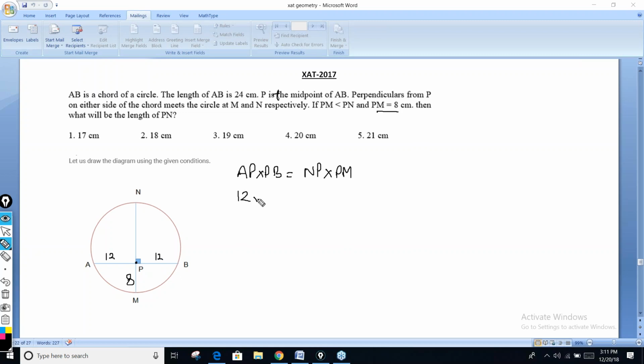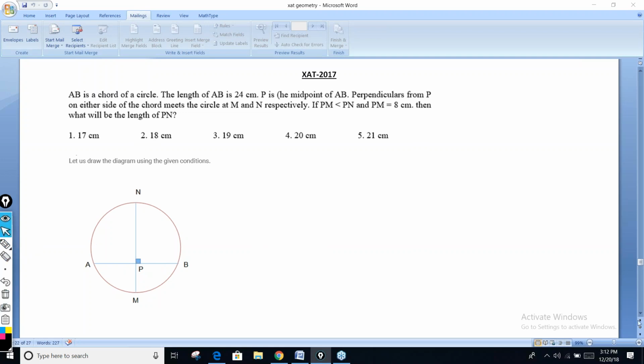So AP we know it's 12, that is also 12. NP we do not know, PM is given as 8. So what is the value of NP? It is 144 by 8, which comes out to be 18. So that is the answer. The length of PN or NP is equal to 18 centimeter. So, single line answer if you know the property of intersection of chords.